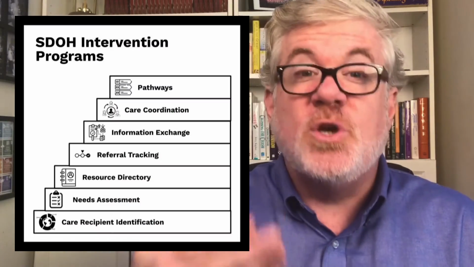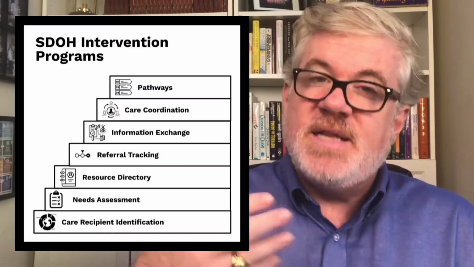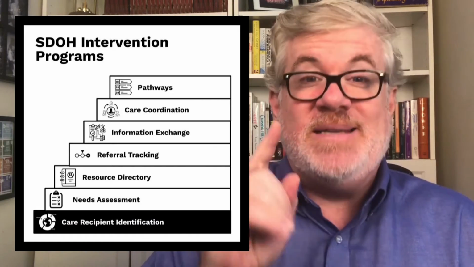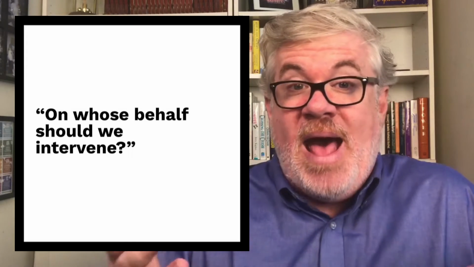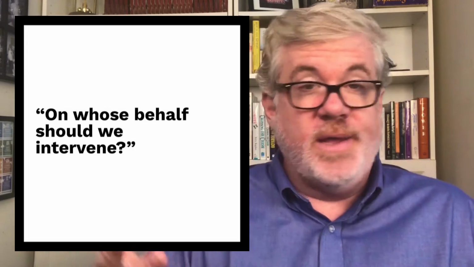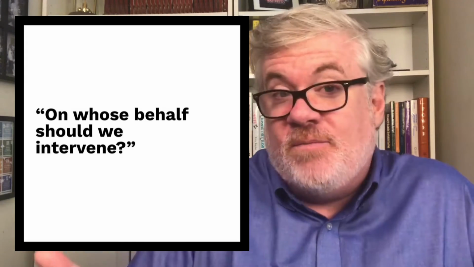Now, in past segments, we looked at the major components of social intervention programs. Today, we're going to focus on the first step, identification. Now, this is essentially an answer to the question, on whose behalf are we intervening? After all, you've got to have somebody to serve, and they have to come from somewhere.